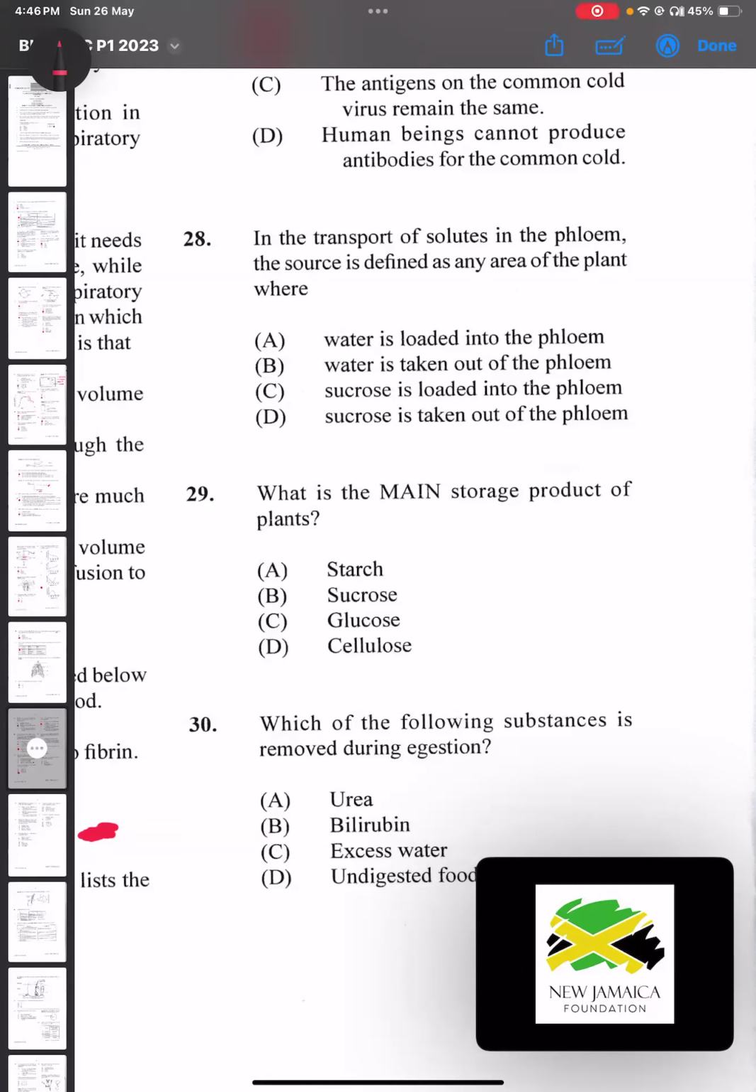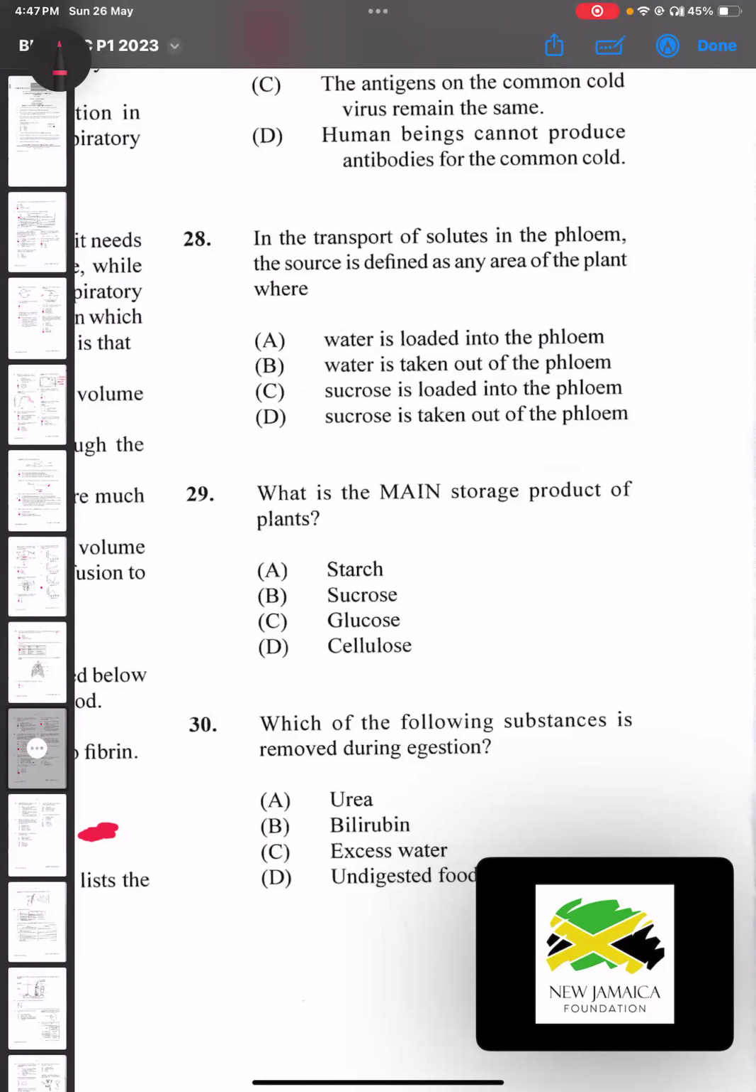So for the persons who say C, why are we saying C? Why would we consider it the source? Can we explain? Because it's loaded there. Okay. And then for the persons that said B, why would you consider that the source when it's taken out of the phloem? Source is where the sugar is taken from. So that's what we're talking about. It's where it's taken from and then it goes to the sink.